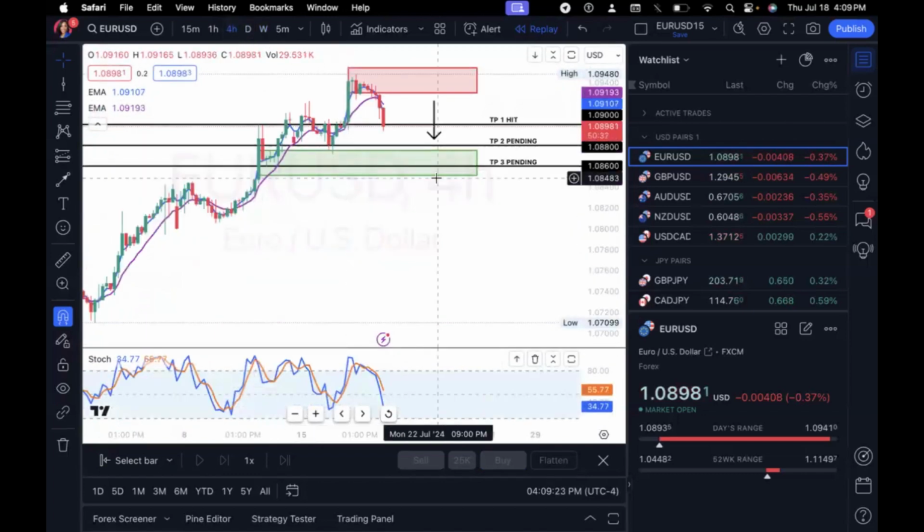I've already secured about 40 pips on this trade, and fingers crossed it will continue to drop, but that's what it looks like. That's really all I have for you guys today.